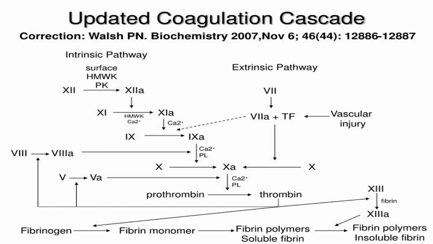And also in the extrinsic pathway, when tissue is damaged, it leads to the release of tissue factors that activate factor 7. And then factor 7 activates factor 10 to convert prothrombin to thrombin. Then thrombin from both pathways has three actions.